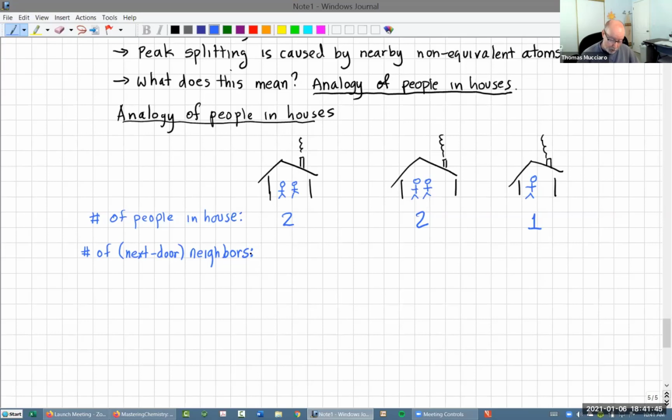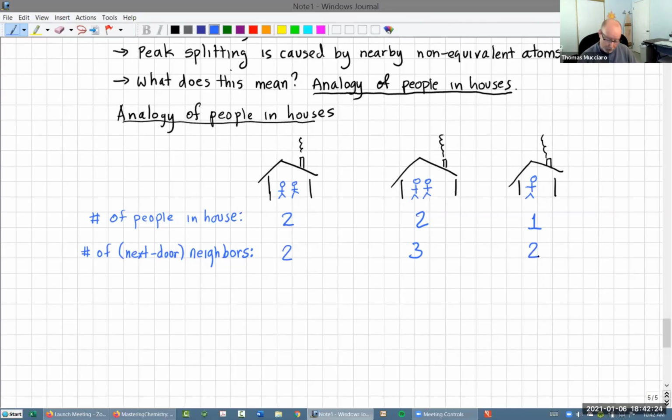Okay, so what we have to do then is look at the house, but do you see that we're not asking how many people are here in the house? We're asking how many people are here. So in this case, the people here have 2 next door neighbors, right? In the second case, the people here have 2 on one side plus 1 on the other, so they actually have 3 next door neighbors. In the third case, there's only 1 person here, but they have 2 next door neighbors.